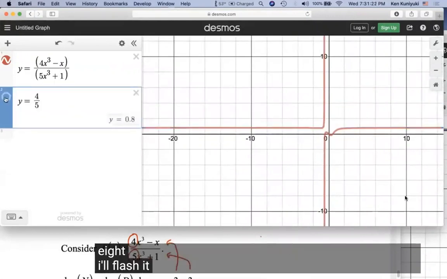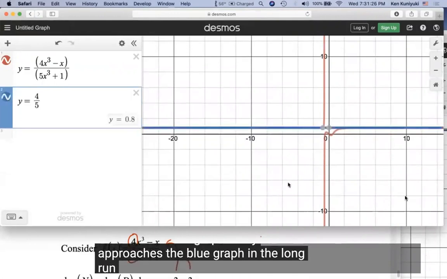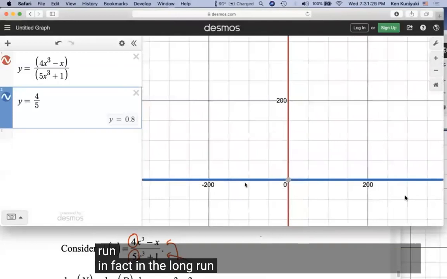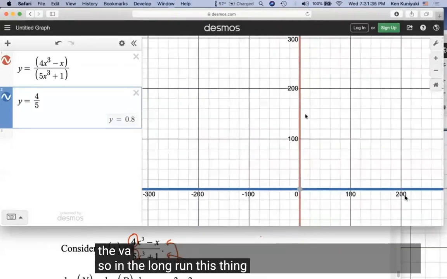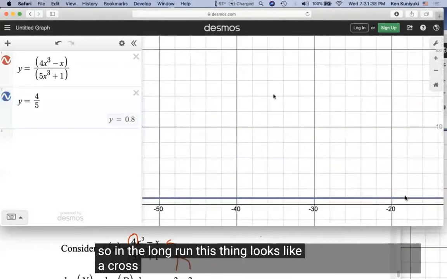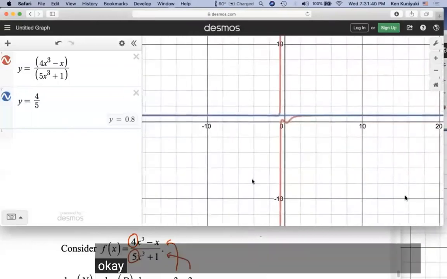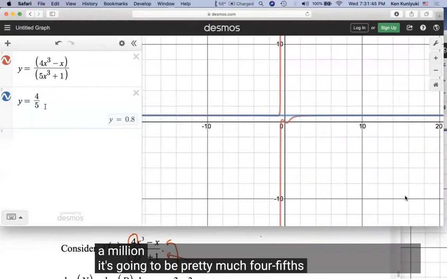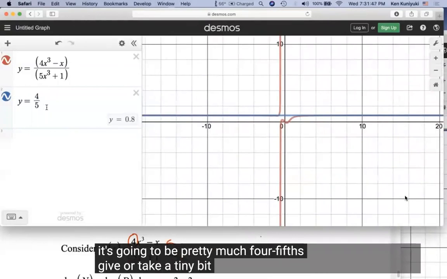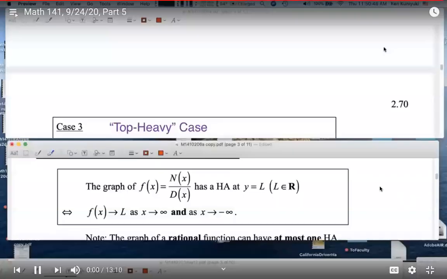I'll flash it. The red graph really approaches the blue graph in the long run. In fact, in the long run, it basically looks like the blue graph. The vertical line here is the VA. So if I ask you to plug in x equals 1,000,000, it's going to be pretty much 4/5, give or take a tiny bit. Any questions? Play with Desmos. Here we have the top-heavy case.